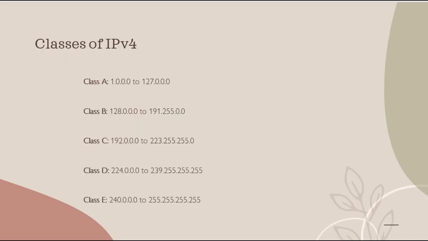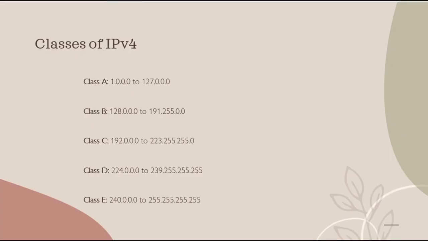Classes of IPv4. There are 5 classes in IPv4. The first class is class A. It ranges from 1 to 127, and it is used for larger networks because by using class A, we are able to host nearly 16 million computers per network. Class B ranges from 128 to 191 and it is used for medium sized networks, and by using this class we are able to host nearly 65,000 computers per network.